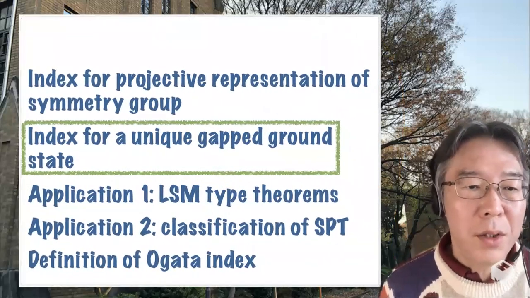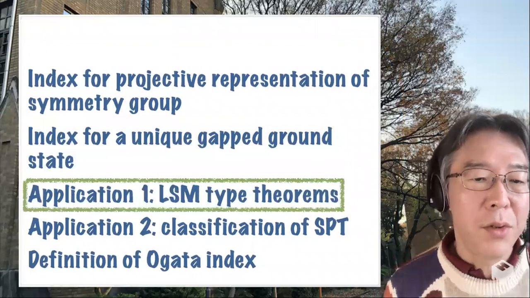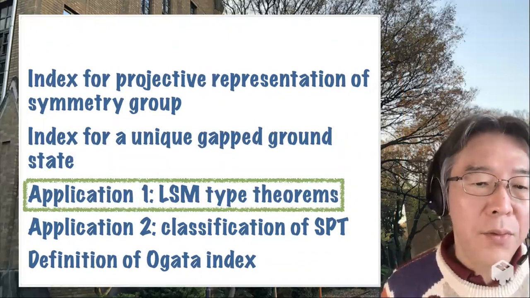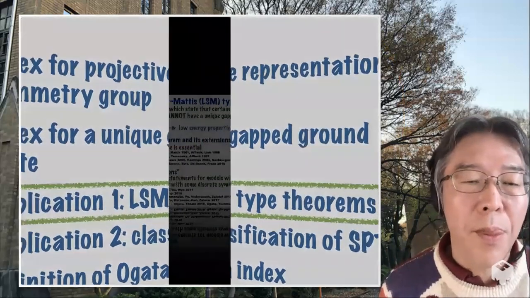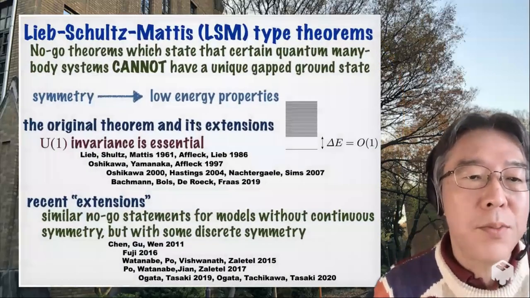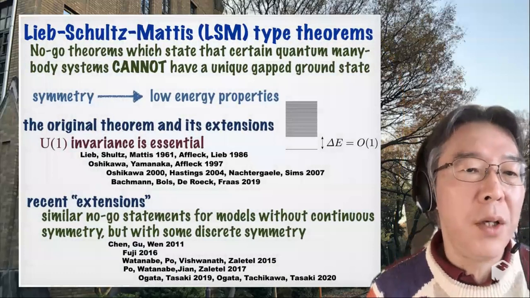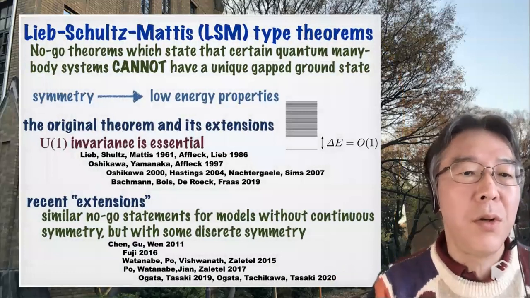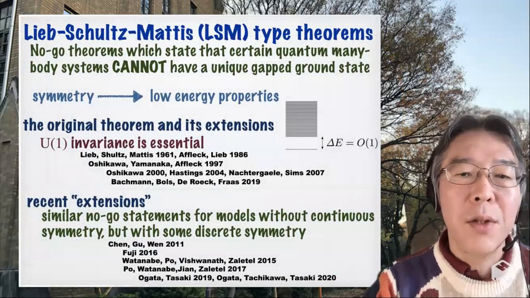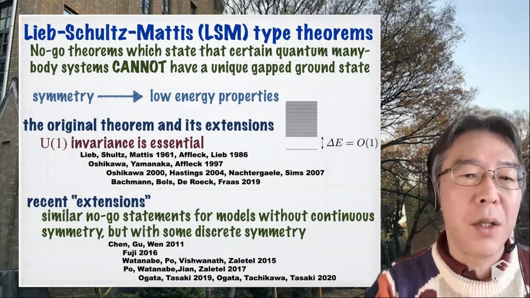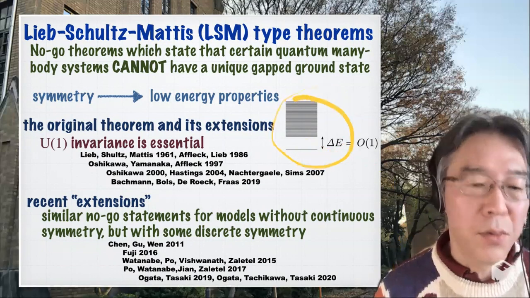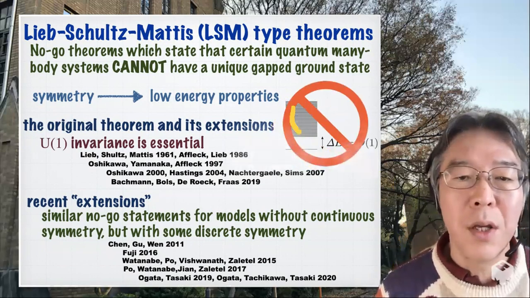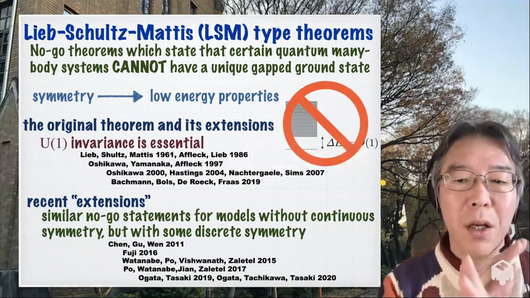So let's go into the application part. First of all, I discuss Lieb-Schultz-Mattis type theorems. By Lieb-Schultz-Mattis type theorems, I mean no-go theorems that state that certain quantum many-body systems cannot have a unique gapped ground state. This is the situation with a unique gapped ground state, and this theorem says you cannot have this.